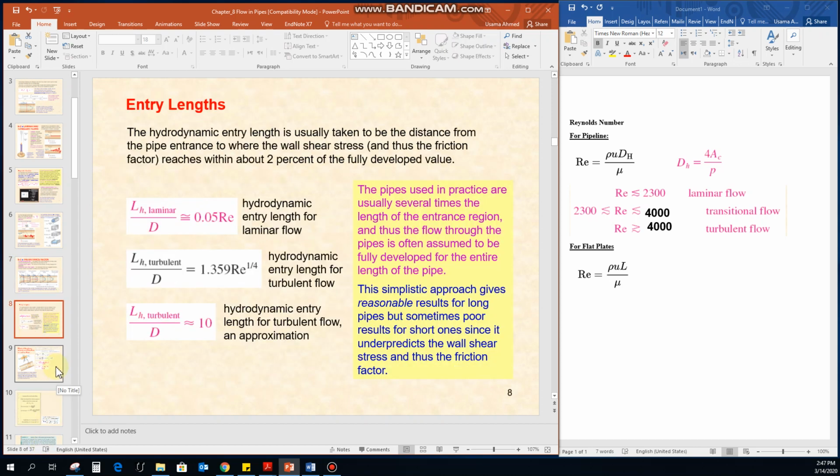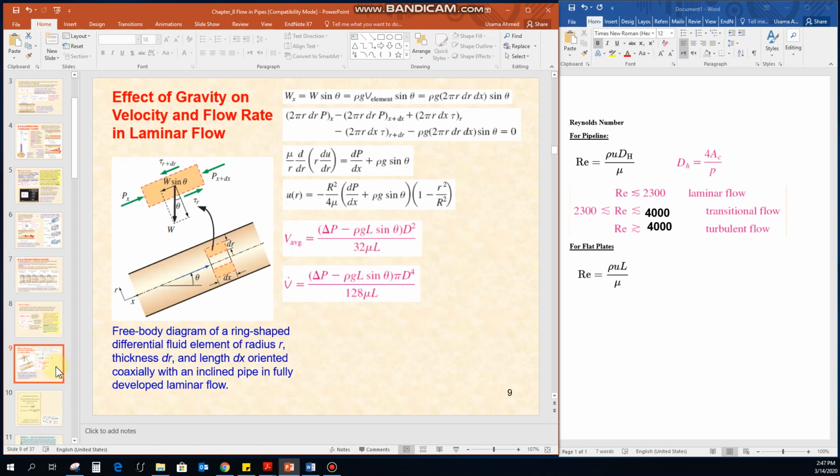Okay. Now let us see the effect of velocity and the volumetric flow rate in laminar flow. For example, this is a pipeline and some fluid is moving within it. We can calculate the average velocity of the fluid within the pipeline, and we can also calculate the volumetric flow rate of the fluid. These are explicit equations that you can use directly. You do not need to derive these equations.